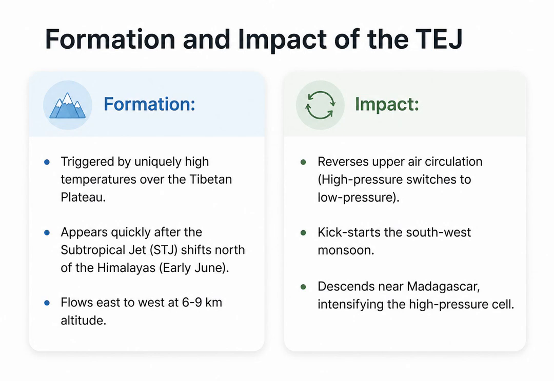How does the TEJ form, and what does it do? While its exact mechanics are still being studied, we know it is triggered by the intense summer heating of the Tibetan Plateau. As soon as the subtropical jet shifts north of the Himalayas in early June, the TEJ quickly establishes itself, flowing east to west. This formation is critical because it reverses the upper air circulation, switching high pressure to low pressure, which effectively kickstarts the southwest monsoon. It even descends all the way near Madagascar to strengthen the high-pressure cell there.